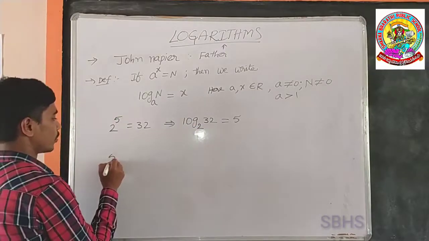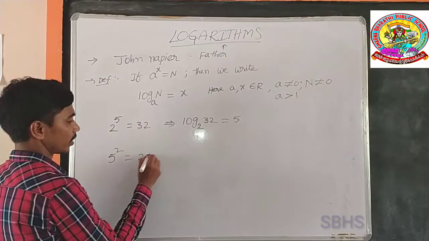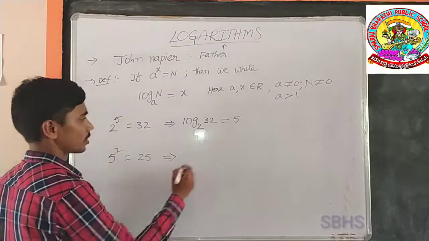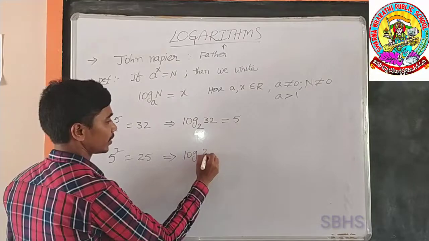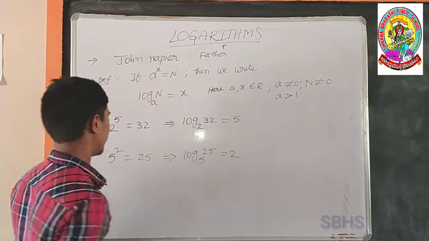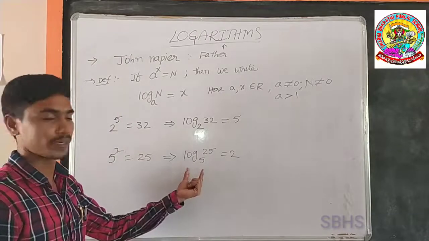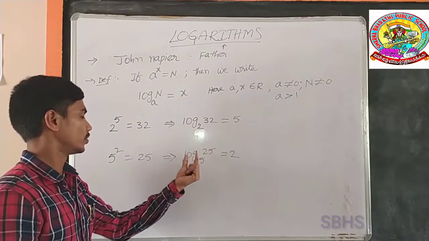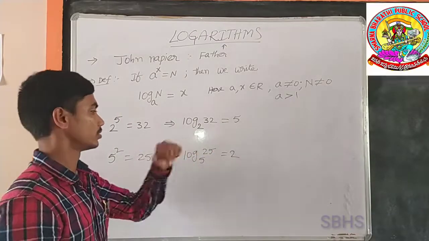Another example, 5 square is equal to 25. How will we express this? Log 25 to the base 5 is equal to 2. We read it as log 25 to the base 5 is equal to 2.